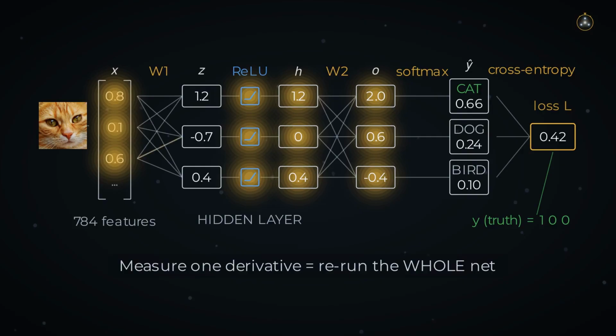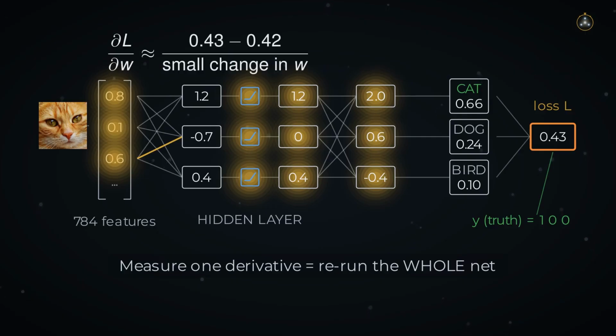The direct way: pick one weight, the gold line. Change it and rerun the whole network. Watch the boxes light up. The loss ticks up a hair. Divide that change by the change in the weight, the formula on top, and there is the derivative measured. One full run for one weight.